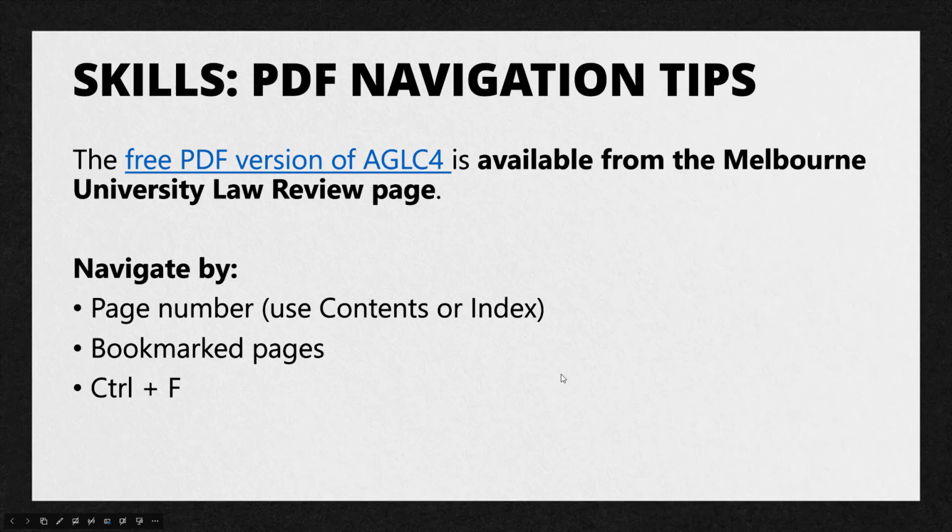Here are some quick tips on PDF navigation. Essentially, you can navigate by page number by using the contents page or the index. On AGLC, there are bookmark pages, which I was just showing you, or you can just do a Control plus F to search within that PDF for the keyword that you're looking for. Just a note with AGLC Online, the appendixes are not available in the online version, but they are available in the print version. I find the appendixes quite useful when you're looking at things like how to tell if a case is authorized. There's a list of abbreviations at the back there.